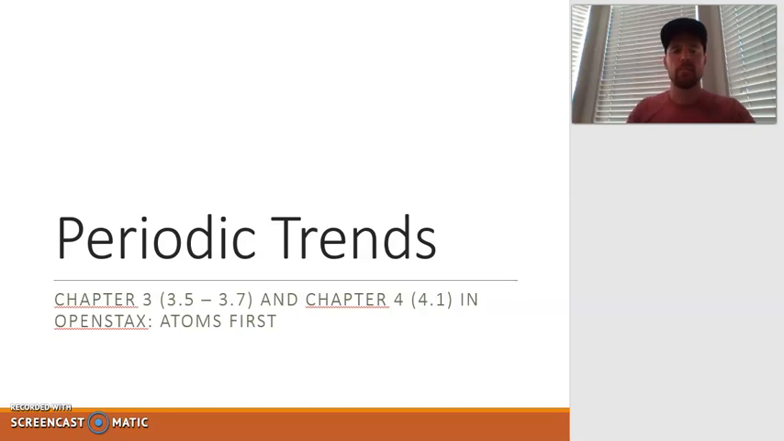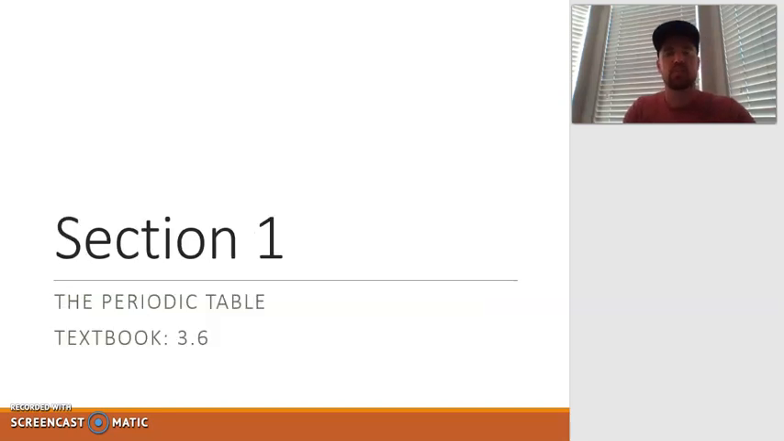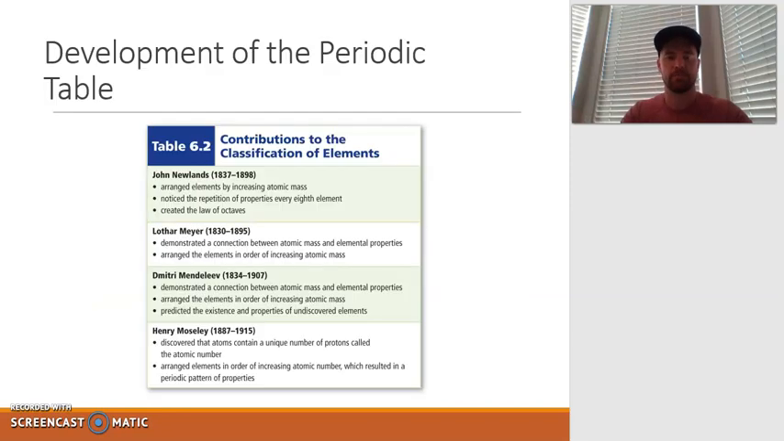We now move on to topic 4, which is covering periodic trends, or in other words, trends of the periodic table. Before we get started, we're going to go ahead and start with section 1, which is going to talk briefly about the history of the periodic table and review how it's laid out.